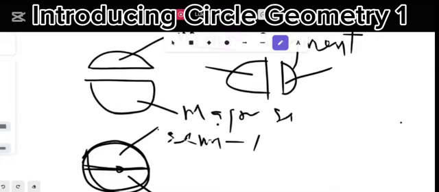So this one too, like this, that passes through. The left part is a segment. The right part is a segment, but no one is big, no one is small. So there's no major, there's no minor. Both of them are half of a circle, known as what? Semicircle. Okay, now let's proceed.